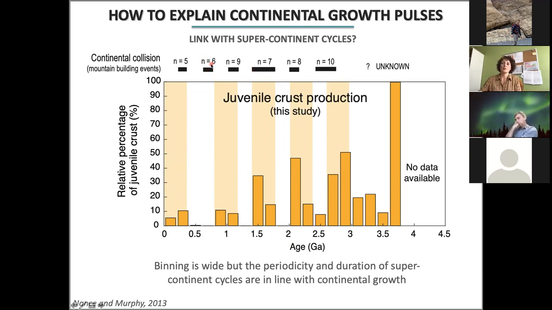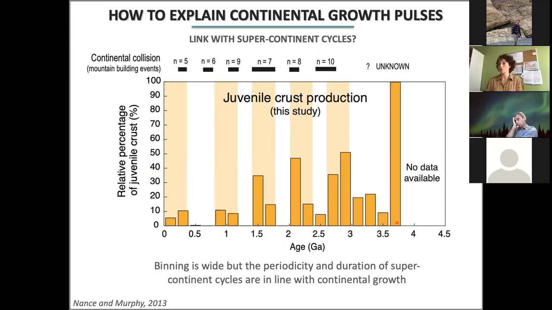Here there is absolutely nothing at 0.7 billion years. So it's not that great. But at least the periodicity and the duration of the supercontinent cycles are more in line with what I found here for continental growth. So it might be a more plausible explanation.